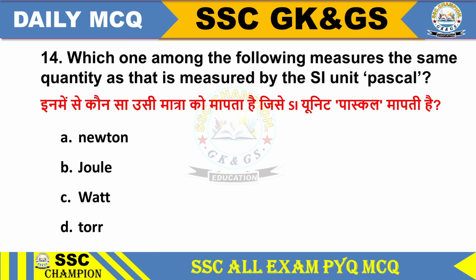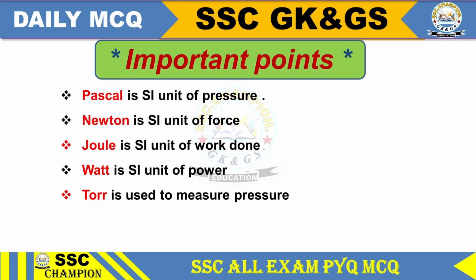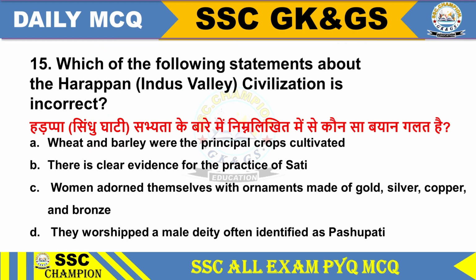Question 14. Which one among the following measures the same quantity as that measured by the SI unit Pascal? Option A: Newton, option B: Joule, option C: Watt, option D: torr. Right answer: option D, torr. Important points. Pascal is the SI unit of pressure, Newton is the SI unit of force, Joule is the SI unit of work done, Watt is the SI unit of power, and torr is used to measure pressure.